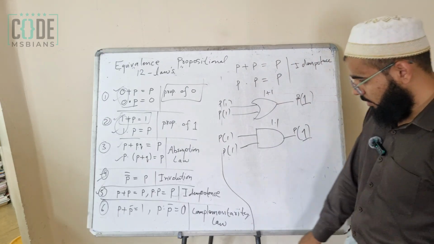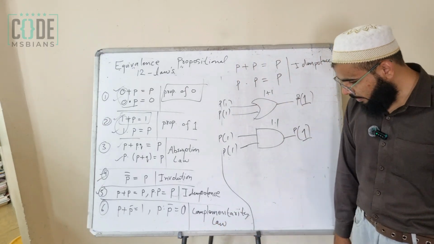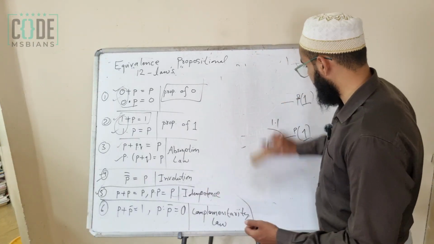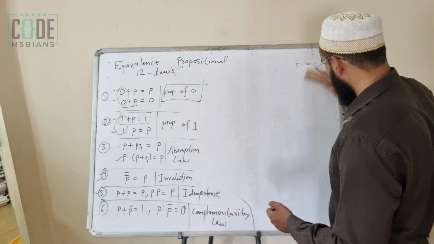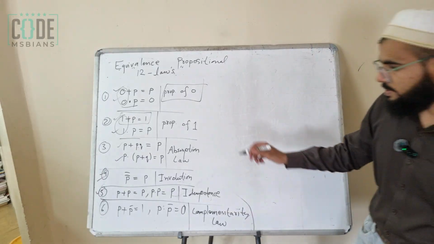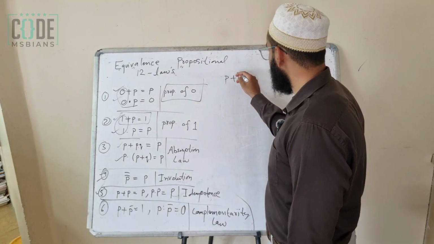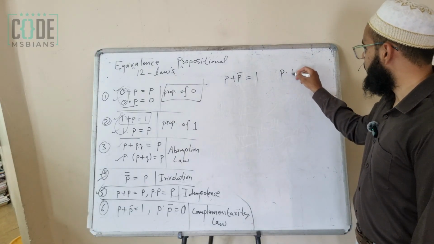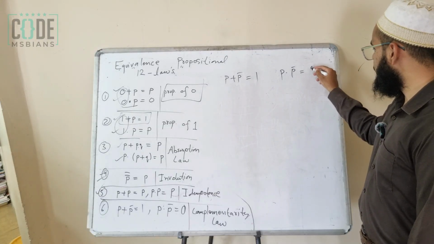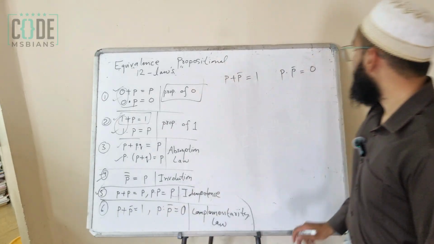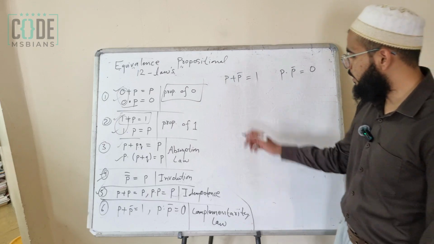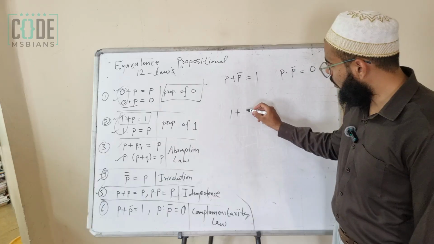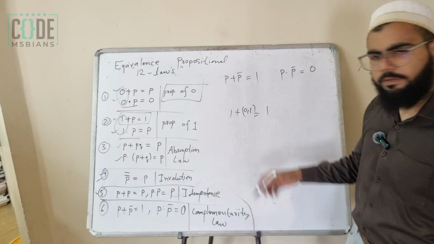Now the sixth one, which is complementarity. It's very nice, I really like it because of how it behaves. So see, P plus P prime equals 1, and P AND with P prime gives you 0. The idea is that we already know that anything we OR with 1 will give you 1 only. Whether you OR 0 or you OR 1, it will give you 1.